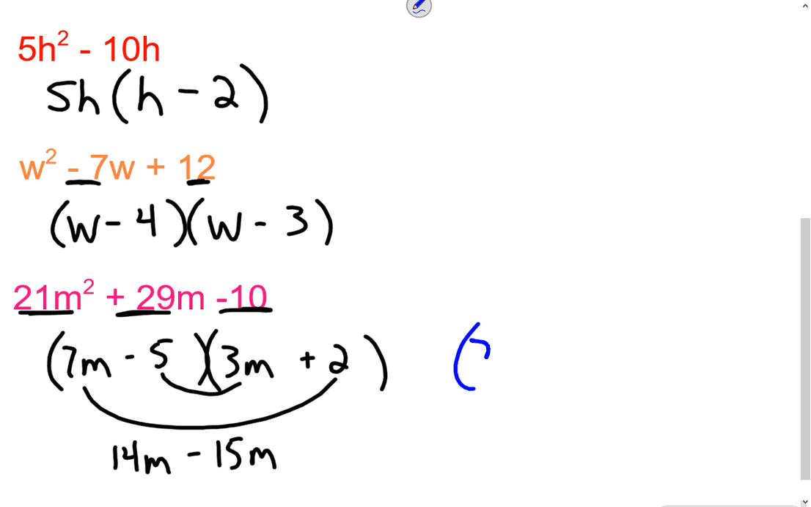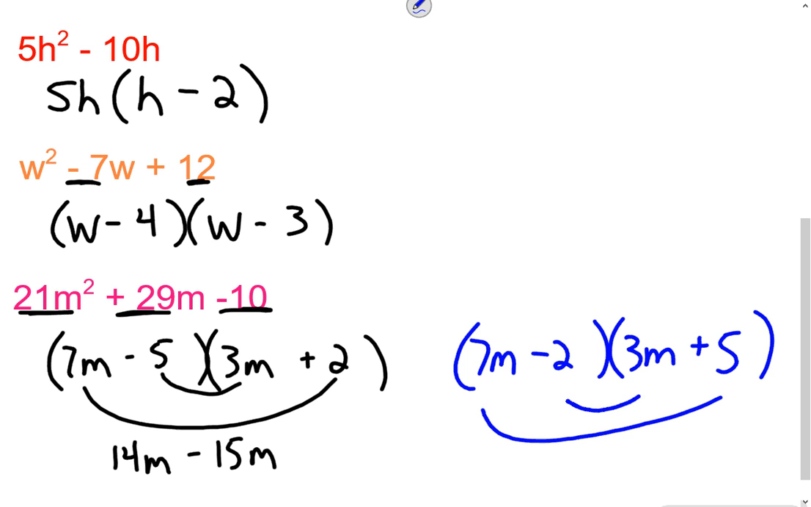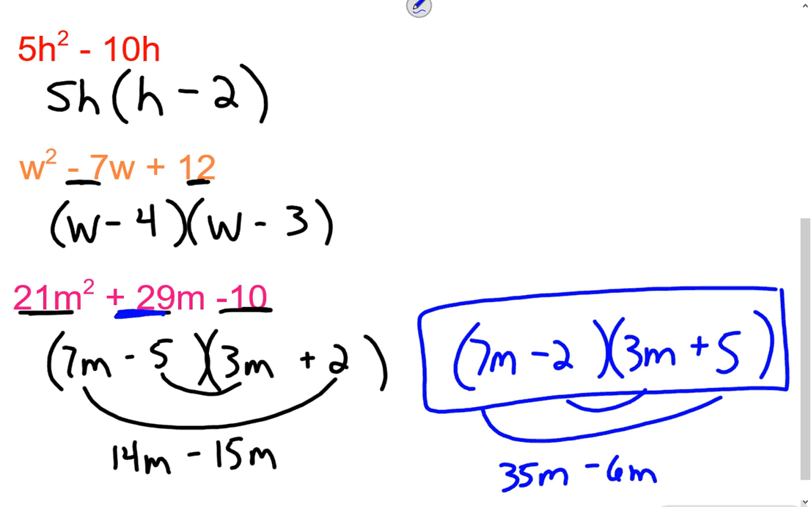I'm going to stick with my 7m and my 3m for that guess. I'm going to stick with the 5 and the 2, but I'm going to switch them around. Let's try the -2 here and the +5 here. So now when I multiply my outsides and my insides, I have 35m and then a -6m. When I add those together, I get 29m, which matches that. Therefore, these are the two factors of that pink polynomial. These are not, because it didn't check out.